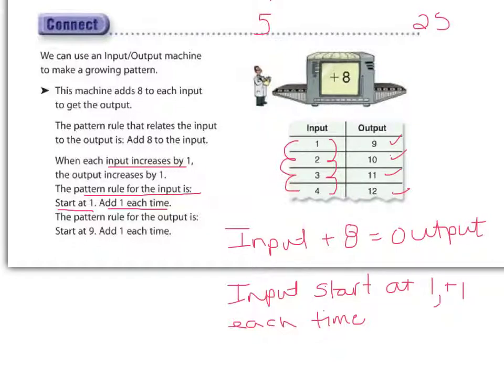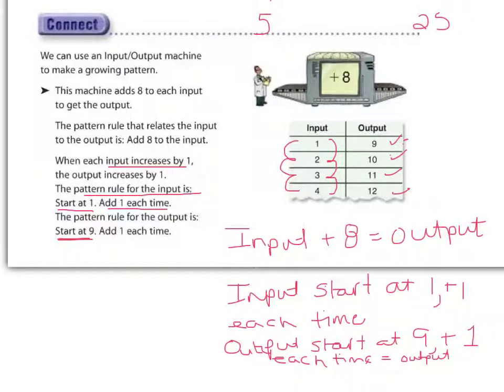We can also have an output to output rule where we look at what's happening on this side. And again, we want the start point. So for our output rule, we start at 9 and we plus 1 each time to get our new output. Okay, this clearly states, seeking to understand, this is an output to output rule. This is an input to output rule. Here we have input, start at 1 and plus 1 each time equals input, and that very clearly makes this an input to input rule.